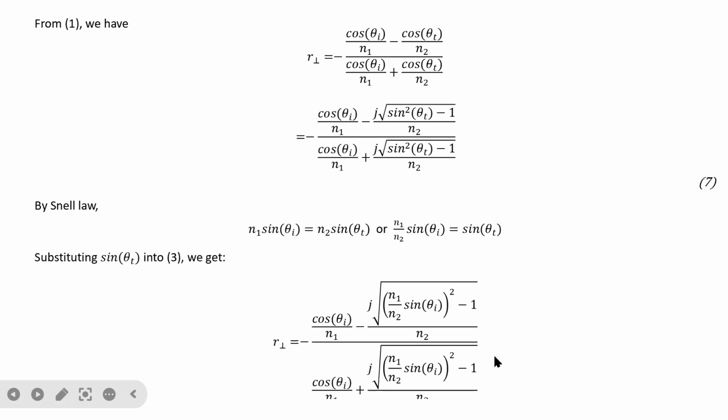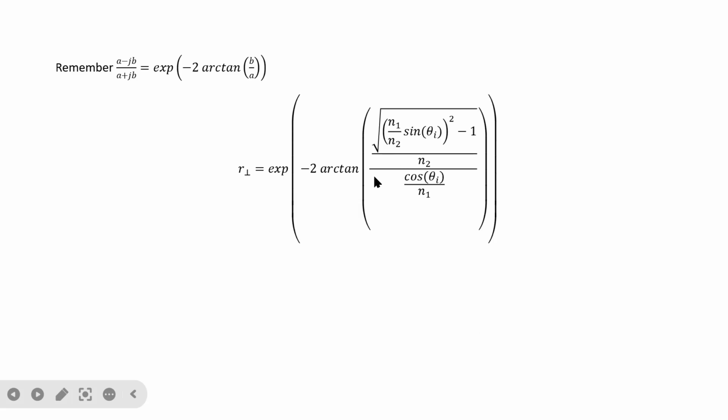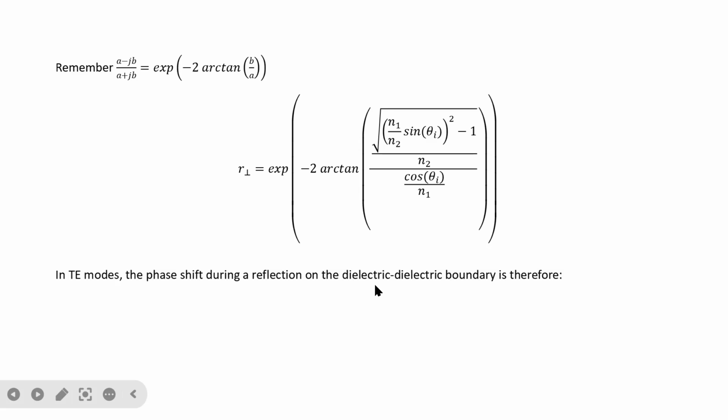This is done, and now it's a matter of rearrangement. So if you further rearrange this expression, you will end up with an expression containing the phase shift. The phase shift of the TM mode is just like this. You just need to do a little bit of rearrangement and you will get this.